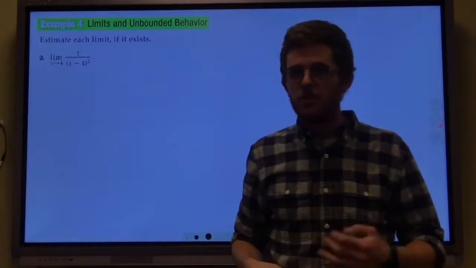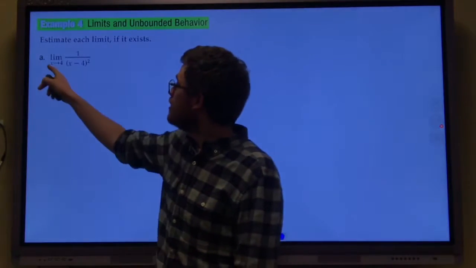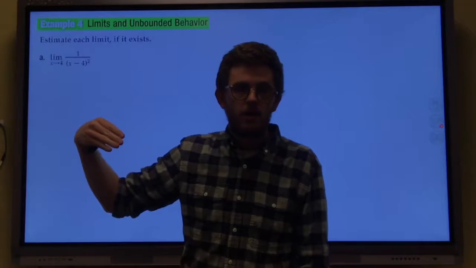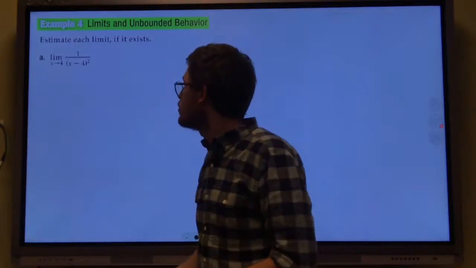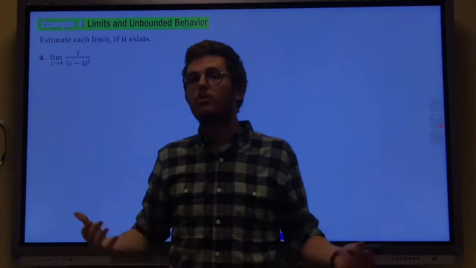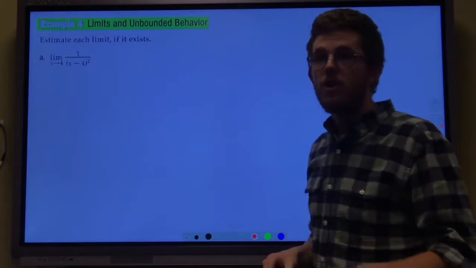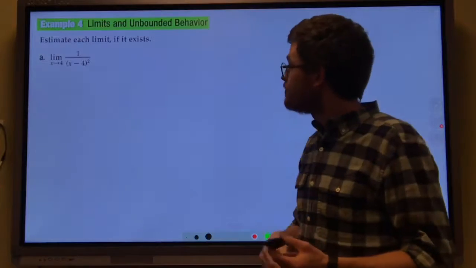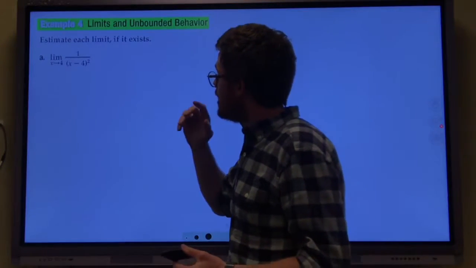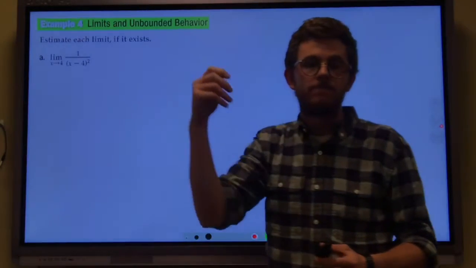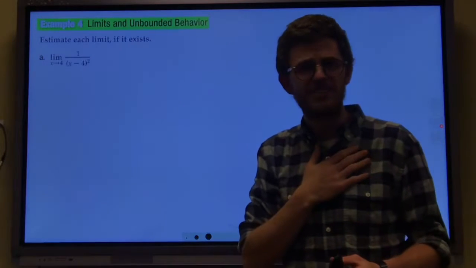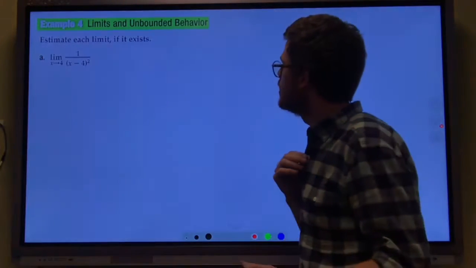Right, so we want to estimate this limit once again. This is the two-sided limit because we're not told about approaching from the left or approaching from the right. We're talking about the limit as x approaches 4 for 1 over (x minus 4) squared. Now think about this for a second. Is this going to be continuous?